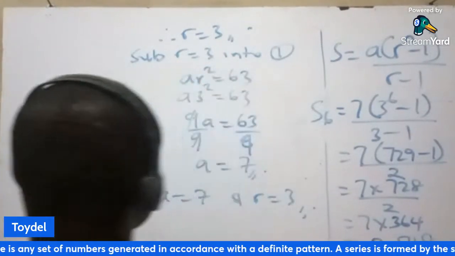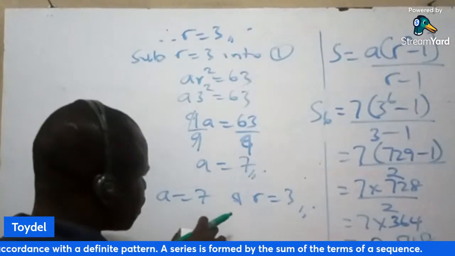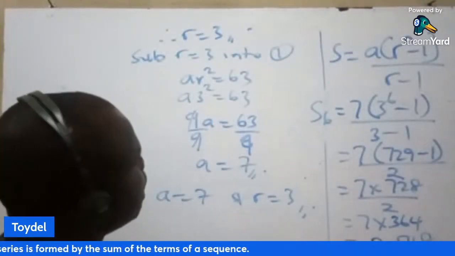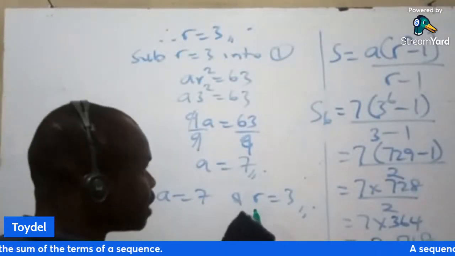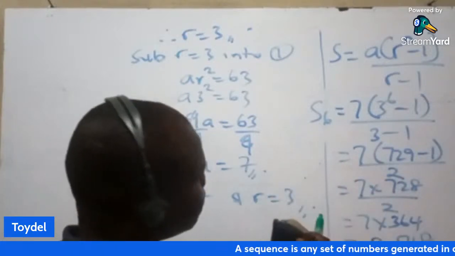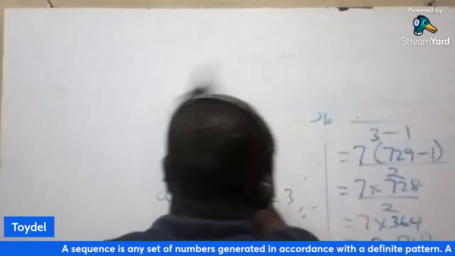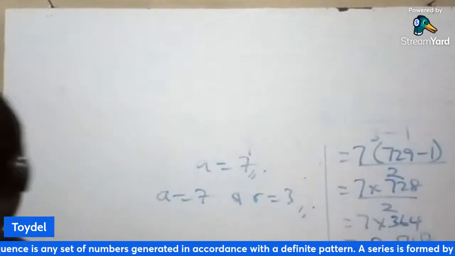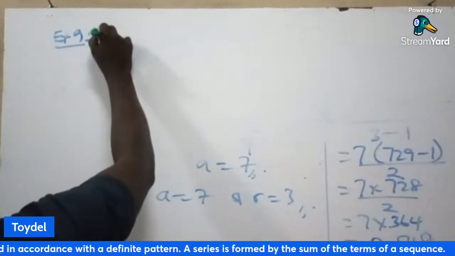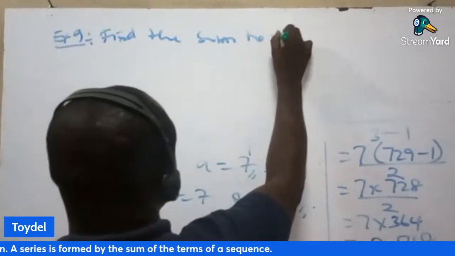Then let me just give the last example for today. That is under sum to infinity. As I've said earlier on, in this case our r is greater than 1, that's why we apply this formula. You can come across another question in which the value of r will be less than 1, then you go ahead and apply the second formula when r is less than 1. So I will give the last example for today, and that is under sum to infinity. Example 9.